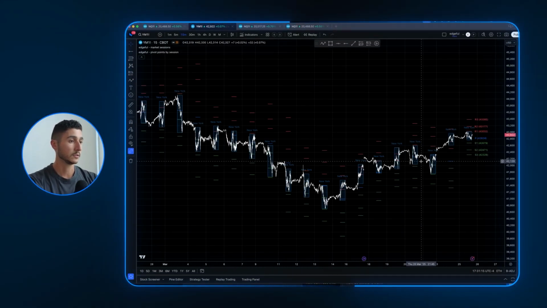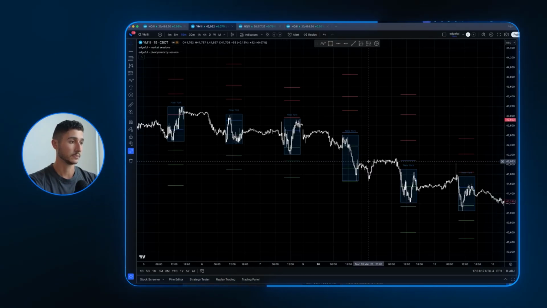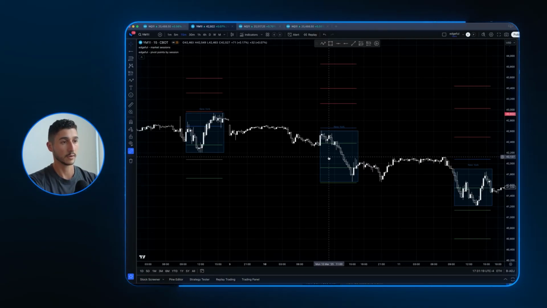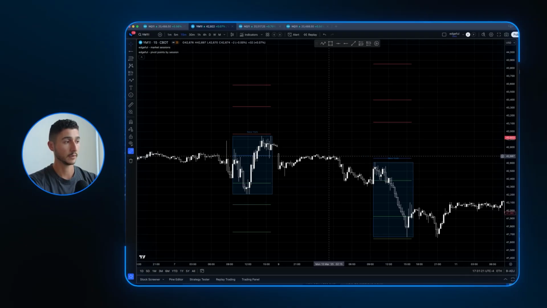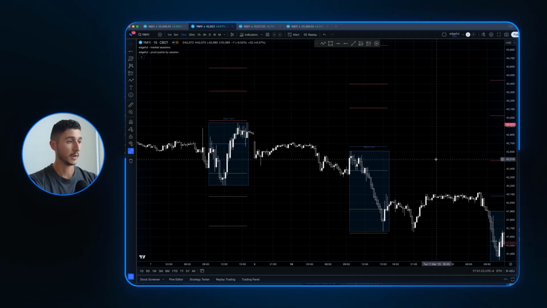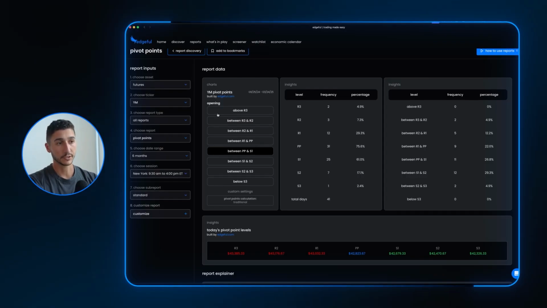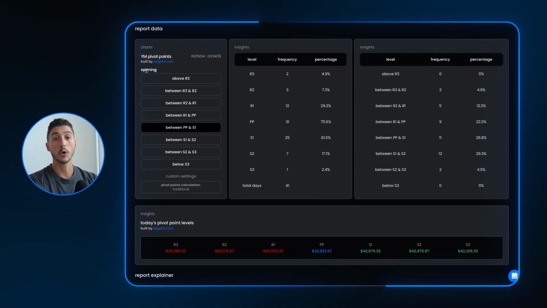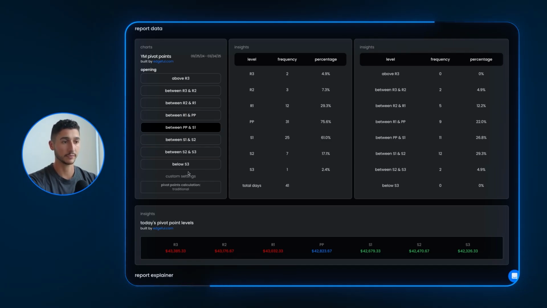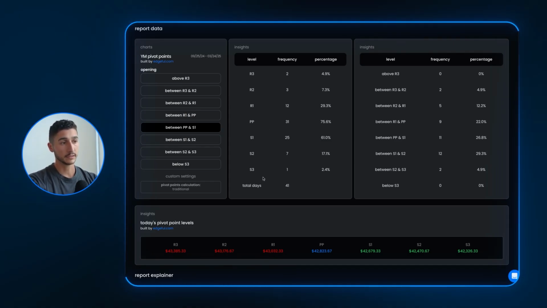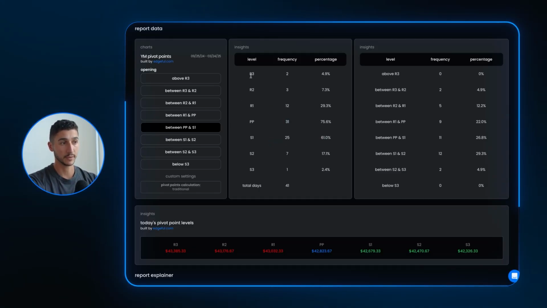Now let's look at a couple examples here. Let's just zoom into any of these days. Let's look at Monday, March 10th. And I want to go over what this report measures exactly. What you can see here is that there is this section which tells you where price is opening today. So you can see there's between each of the levels, above R3 and below S3. This table here will tell you how often price will touch each of the pivots based on where it opens.